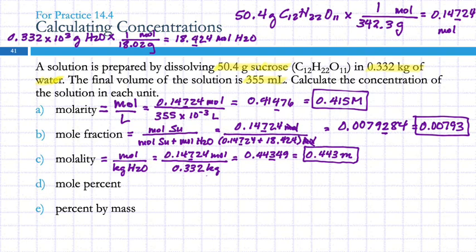So mole percent, how do we get that? Yeah, we're going to do the mole fraction again and multiply by 100. So this will just be our 0.0079284 times 100 to make it a percentage. So this will be 0.793%.